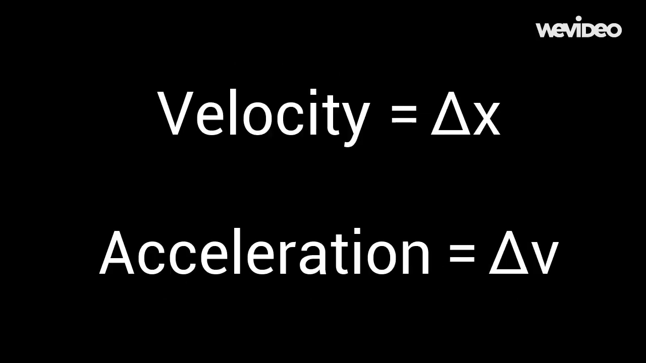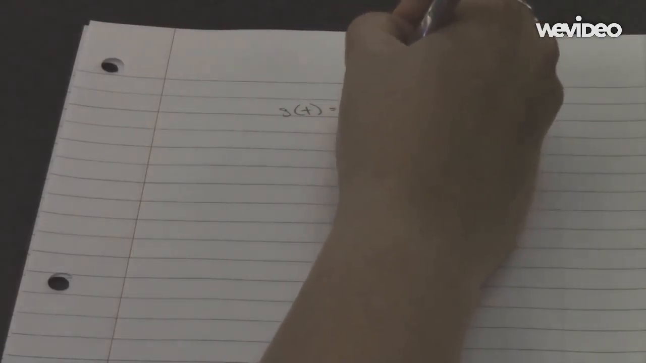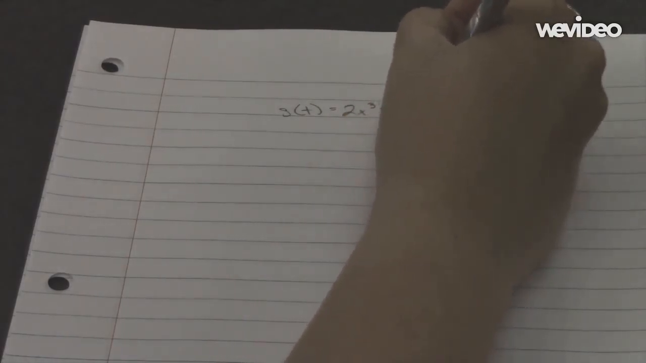all set. You know that the change in position is velocity and that the change in velocity is acceleration. In calc terms, they're derivatives. The derivative of position is velocity. The derivative of velocity, the second derivative of position, is acceleration.